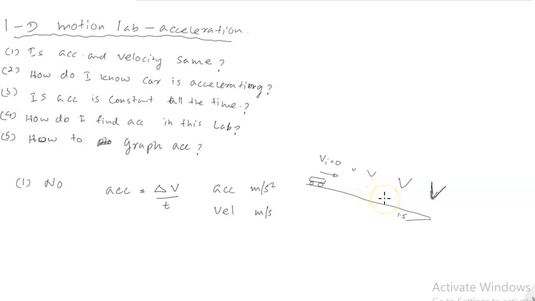So how do I know the car is accelerating? Now visually you can see it's speeding up, so you know that it's accelerating. It's going downhill without applying brakes, it's accelerating. Now another common question was, is the acceleration constant all the time? Yes, acceleration is constant. It's the same magnitude throughout. Now how do I know that?